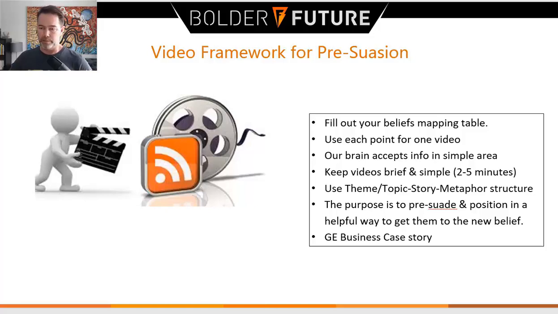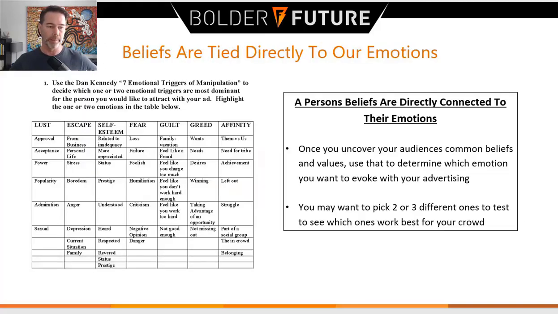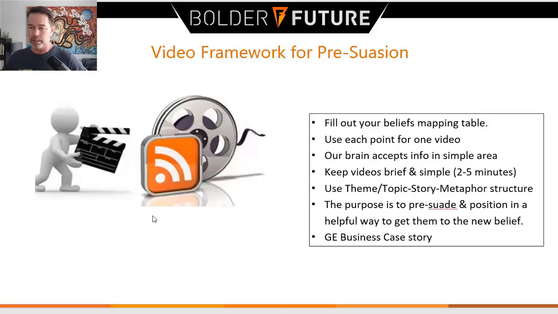So the way you're going to create these videos, these are the pre-suasion ones, is first of all, fill out that beliefs mapping table, and then look at how that relates to the emotion table that I showed here, the Dan Kennedy one, this one right here, right? Because you're going to need that to write headlines. You're going to need it to write ads, all that kind of stuff for the video content. And then use each one of those points in one video.